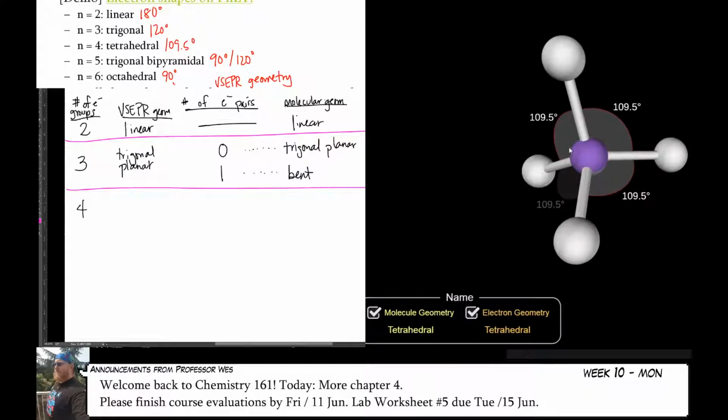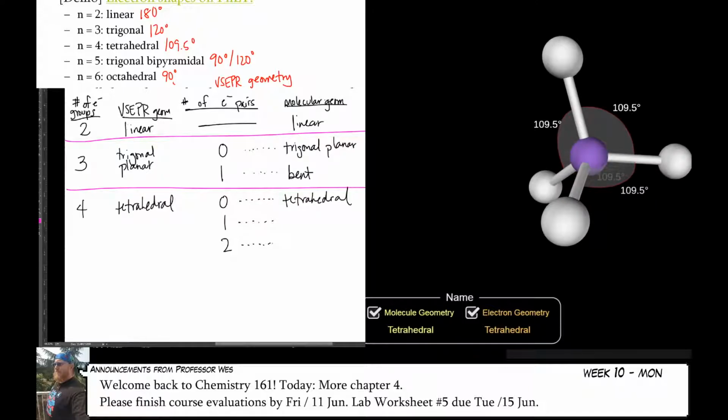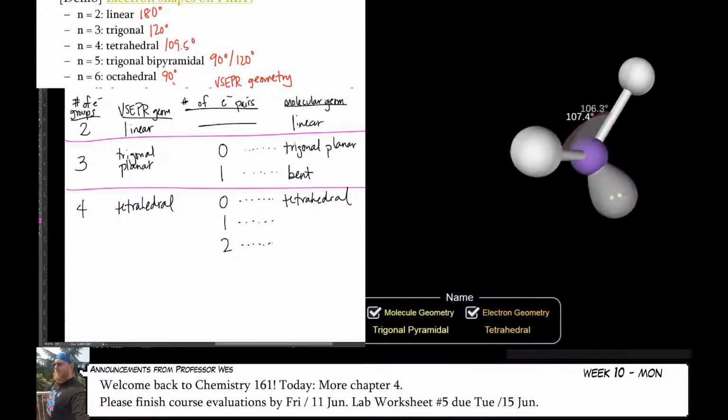So we just said that 4 is tetrahedral. And if everything is bonds, the molecular shape that we're going to give it is the same as the VSEPR geometry. But what happens when I start replacing these with electron pairs? What shapes do I get? Well, let's try that. So I'm going to remove one of my bonded atoms, and we're going to replace it with a pair of electrons.